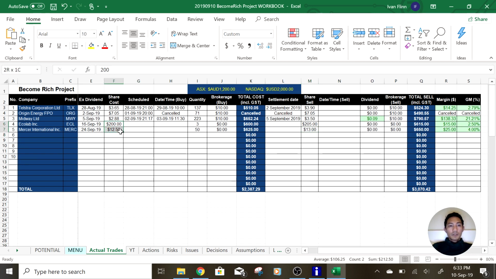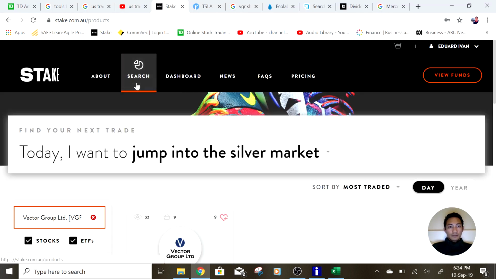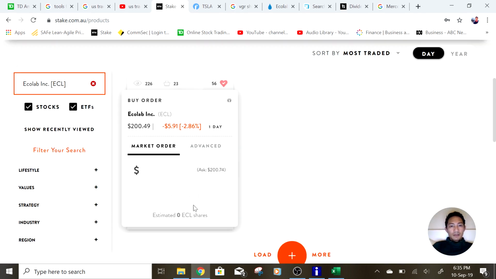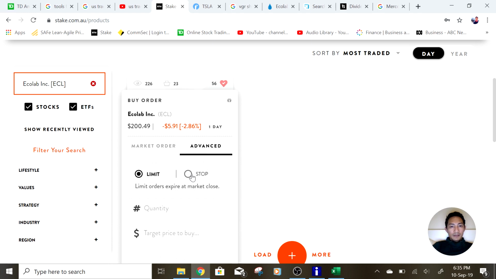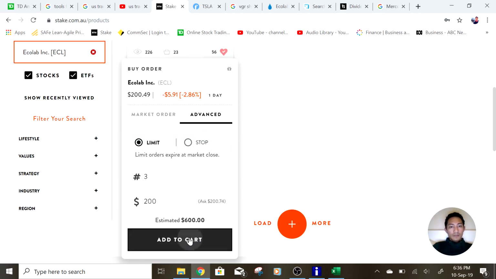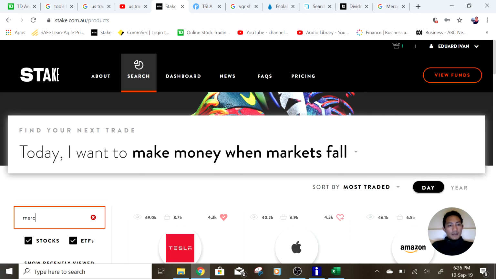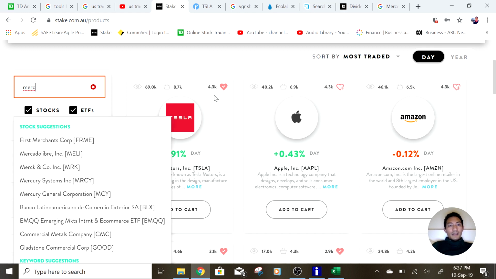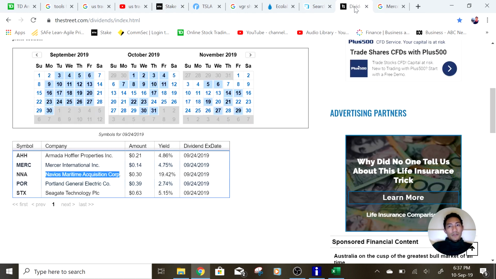Okay, let's put the orders through. ECOLAB, add to cart, advance. I'd like to purchase 3 shares at $200. Add to cart. Next is Mercer. It's not there. How annoying. Well, that sucks. Need to buy other shares instead of Mercer International.